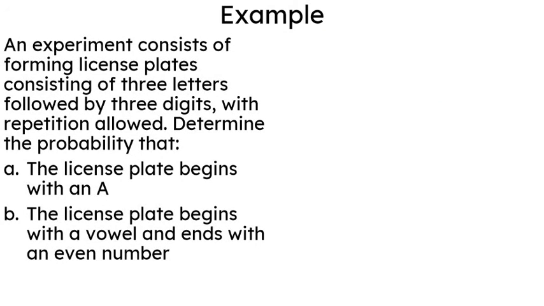Let's have another example. An experiment consists of forming license plates consisting of 3 letters followed by 3 digits, with repetition allowed. Determine the probability that the license plates will begin with an A, and that the license plates begin with a vowel and end with an even number. Pause the video and try to see if you'll be able to find these probabilities.